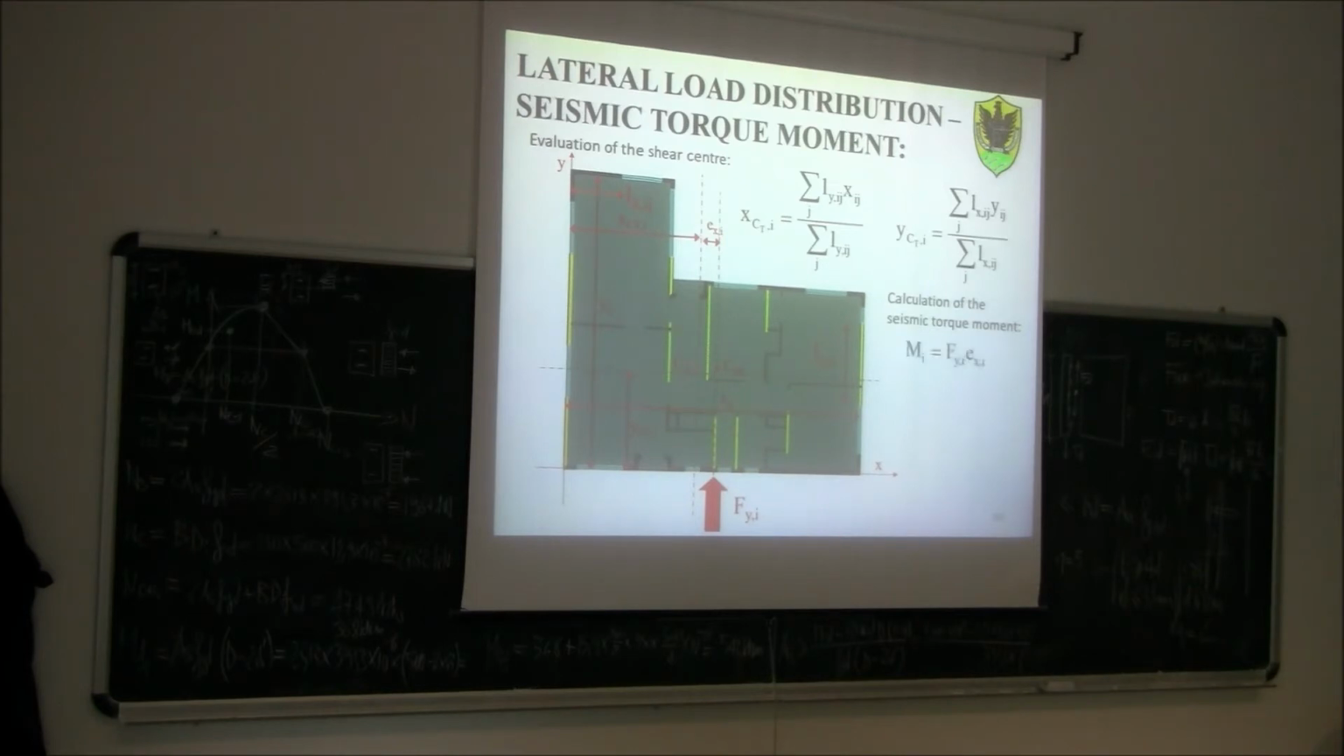So this is equivalent to having one seismic force applied in the center of stiffness, which will induce only translation in the wall, plus a torque moment given by Fyi times the eccentricity, which will induce a torsional rotation in the floor. So if the seismic force is not applied in the center of stiffness, there will be translation plus rigid rotation. Okay? And the rigid rotation is due to this torque moment.